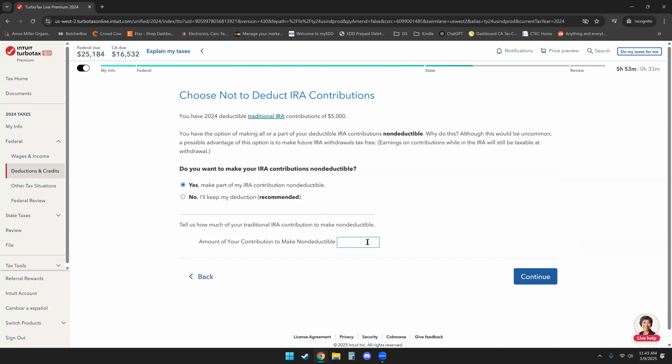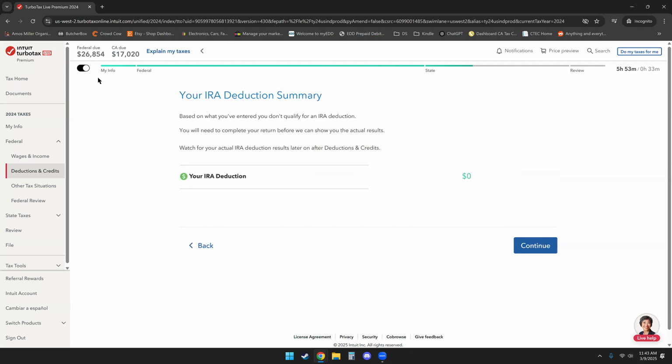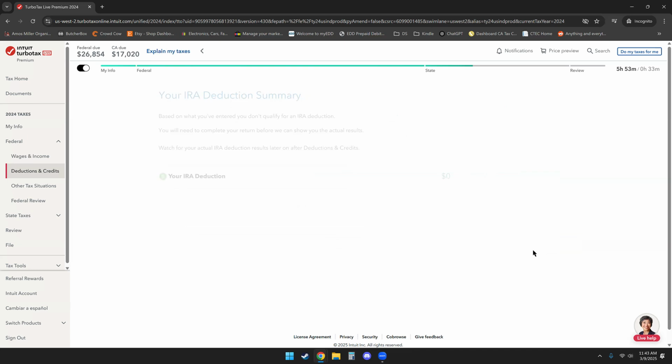This is what you want to do, because since you're converting it to a Roth anyway, you don't want to take the IRA contribution. It just muddies the water. This is the way the software wants it. Amount to make non-deductible, the entire amount, my full 5,000. Now you see it removed that deduction for it.